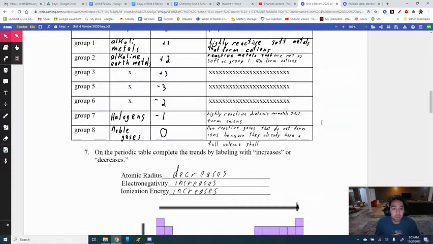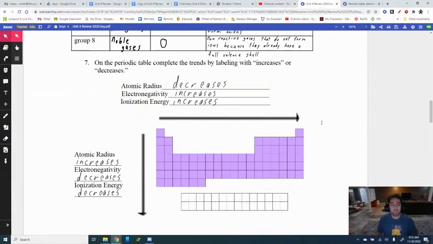All right, moving along. So, as far as trends go, we have 3 main trends that we're talking about: atomic radius, electronegativity, and ionization energy. So, as we go from left to right on the periodic table, atomic radius decreases, electronegativity increases, ionization energy increases. Okay. As we go down the periodic table, it is the opposite. Atomic radius increases, electronegativity decreases, and ionization energy decreases.